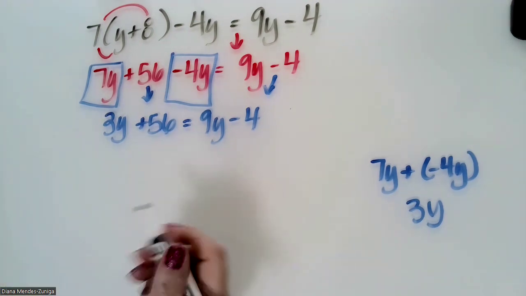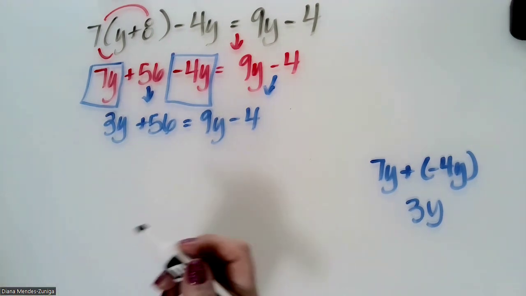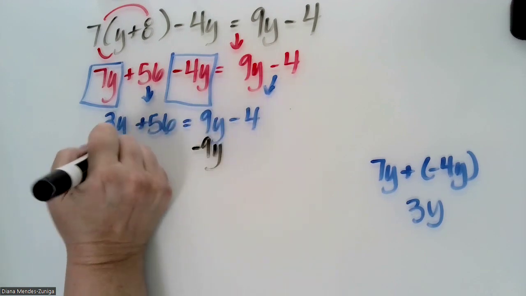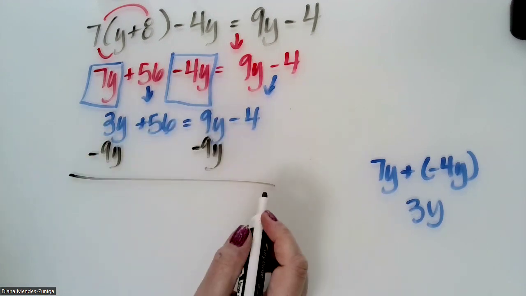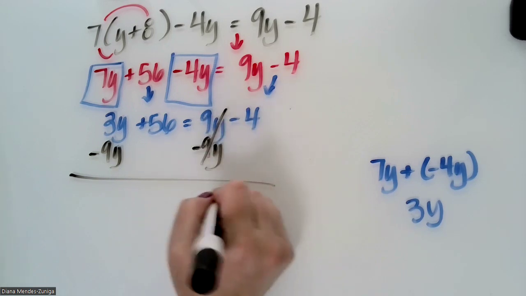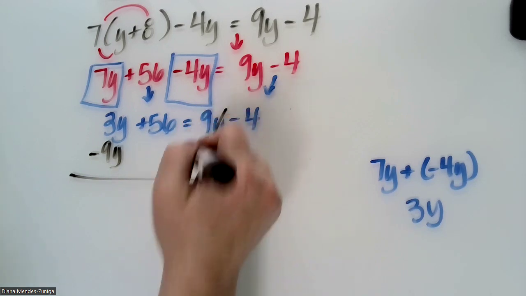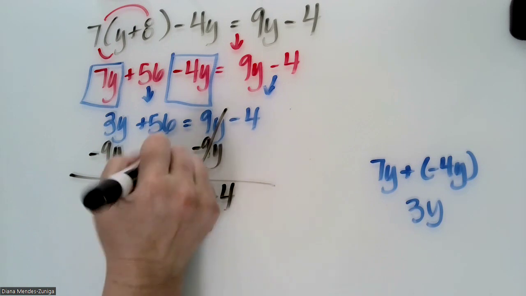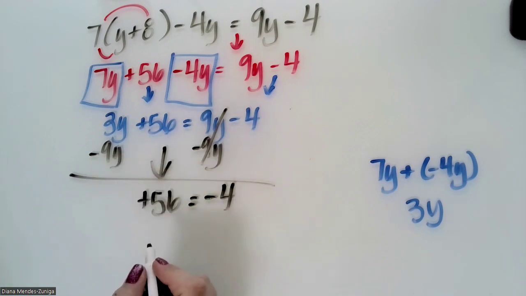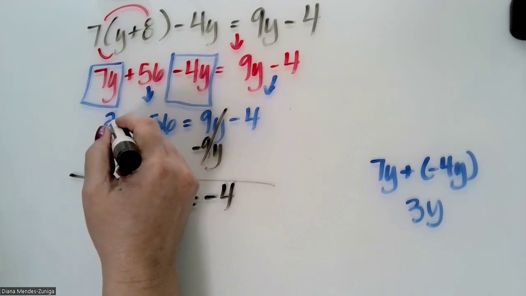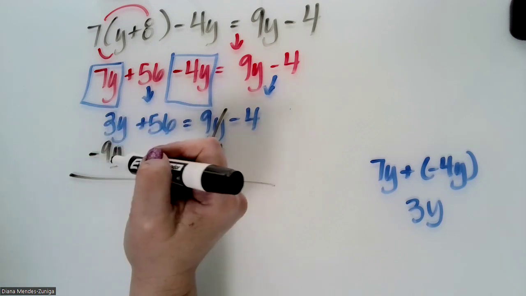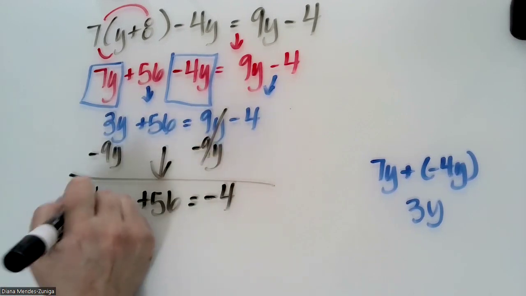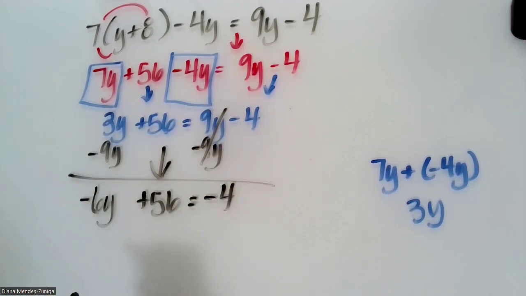So now we can start manipulating these variables over here. Again, I like my y's on this side, so I'm going to keep my y's on this side, and I'm going to get rid of the y over here, just like we did in the prior problem, on both sides. This is going to cancel out and leave me with a negative 4, so I've accomplished my goal here. I'm going to bring down my 56 because I didn't use anything with that, and now I have 3y plus a negative y, or 3y minus 9y. That's going to leave me with a negative 6y.